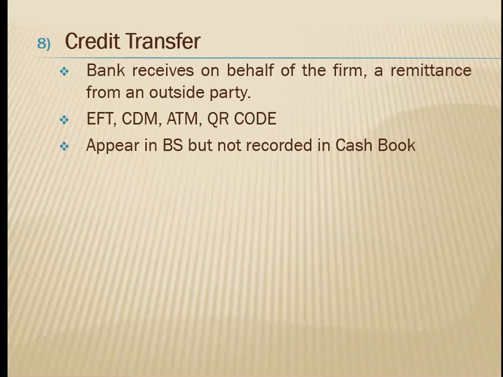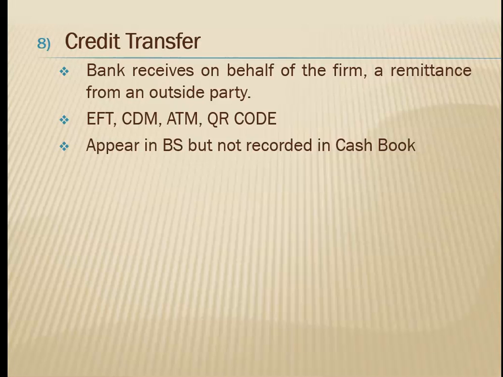Next is a credit transfer. The bank will receive on our behalf a remittance payment from an outside party. For example, a customer will transfer money for the payment of their debt, and sometimes we are not aware of this credit transfer. It will appear in our bank statement, and we do not record it in our cash book or bank account. And the credit transfer nowadays comes in very many varieties of forms.